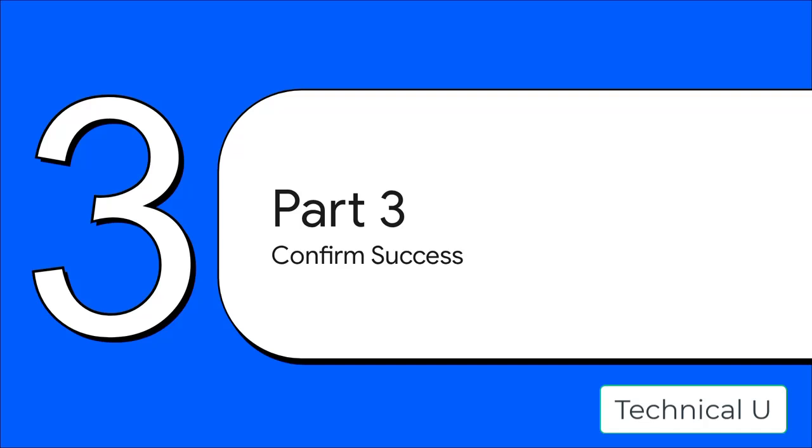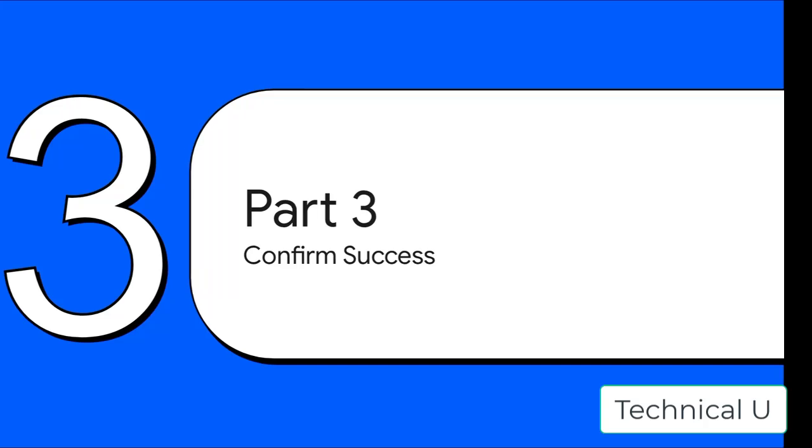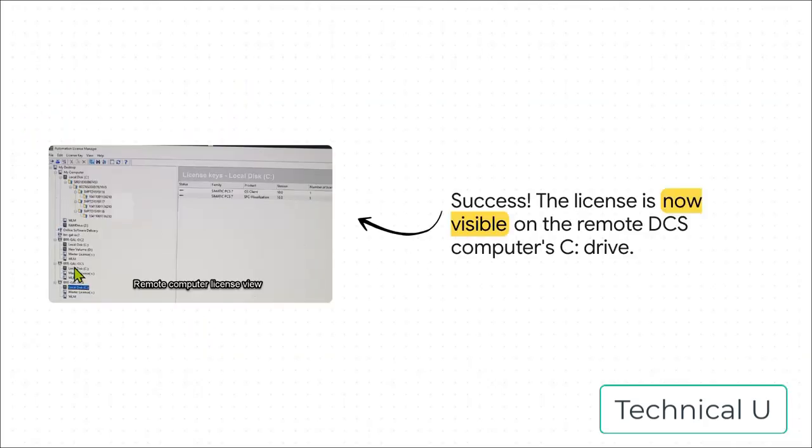Now for the satisfying part. Let's quickly confirm that everything worked just like it was supposed to. And for the ultimate proof, just look at the ALM on your Office PC. You should now see the remote DCS computer listed right there in the navigation pane on the left. If you expand its C drive, boom, there's your license. It is officially installed and ready to go.